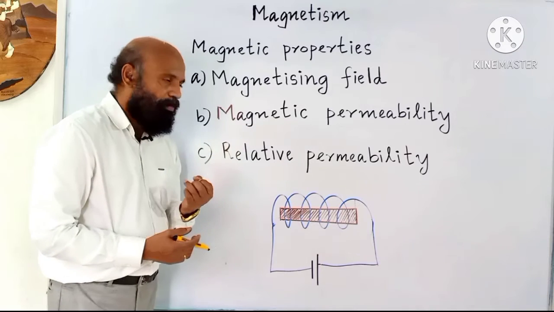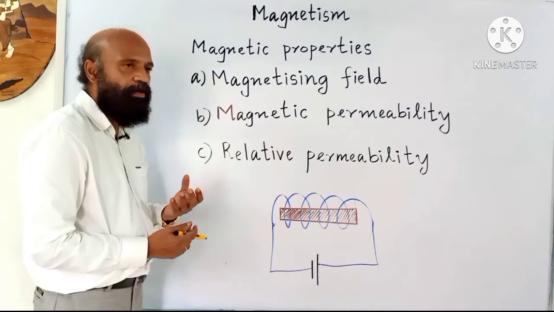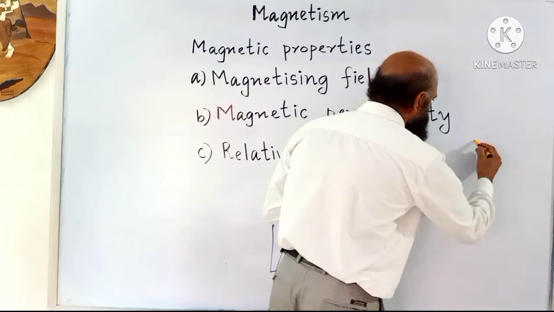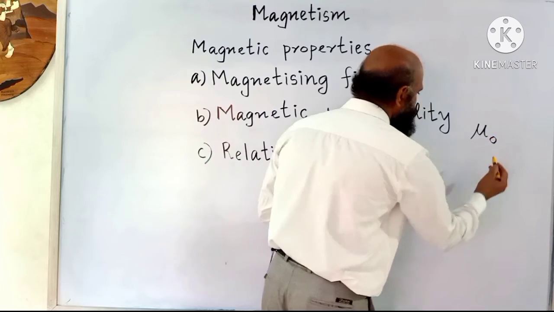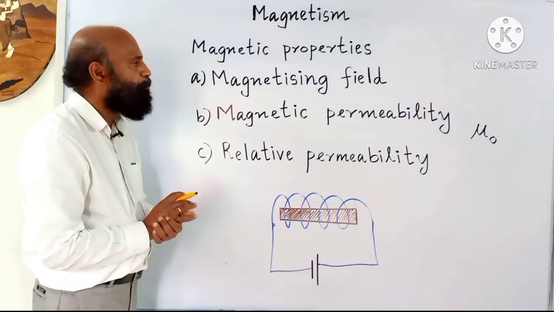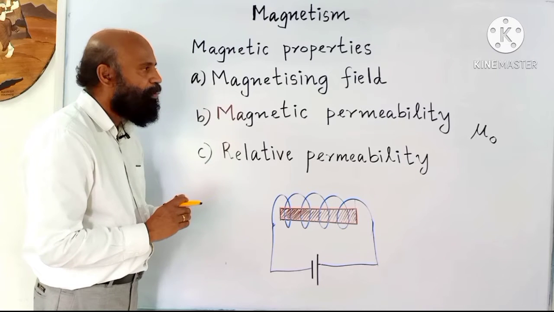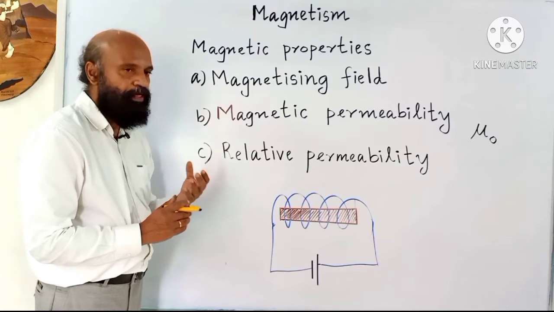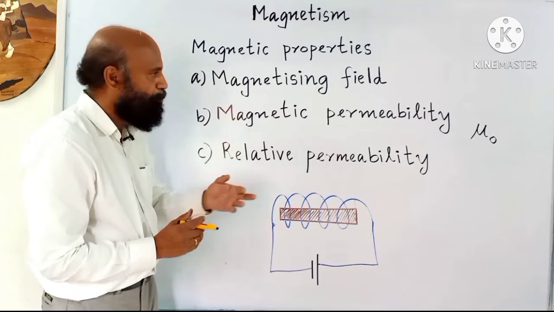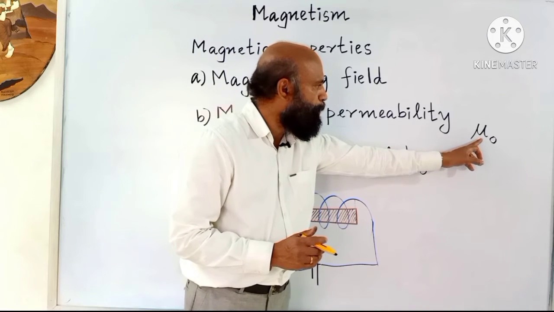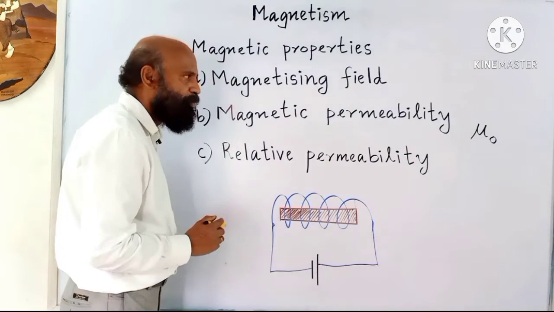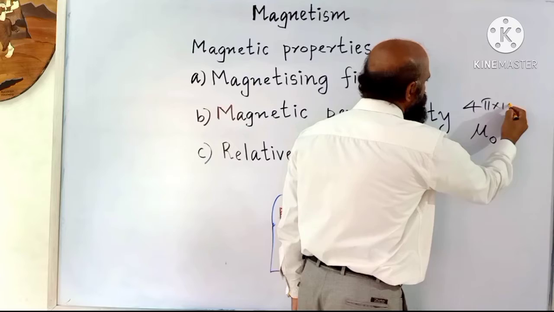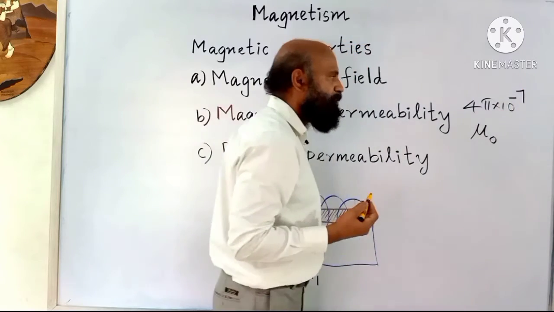Then for free space, magnetic permeability is denoted by mu0. It is also known as absolute permeability. Absolute permeability, that is for free space, that is air or vacuum. Value of mu0 is 4 pi into 10 raised to minus 7.